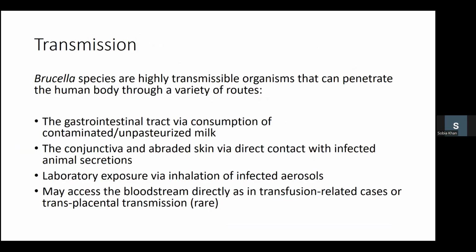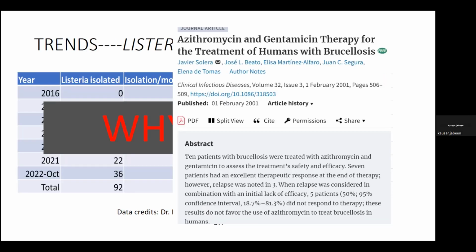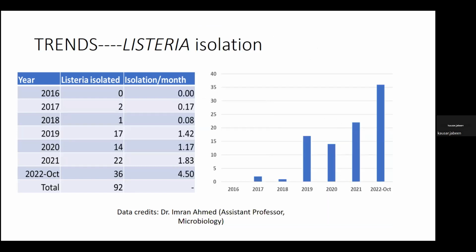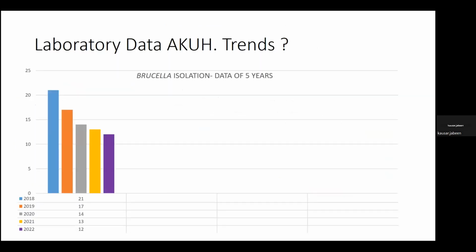So moving on to the transmission. Sobia, can I ask one question? First, yes, you did not show any denominators for your Brucella isolation. It will also be important to see what the denominator is in terms of specimens received.